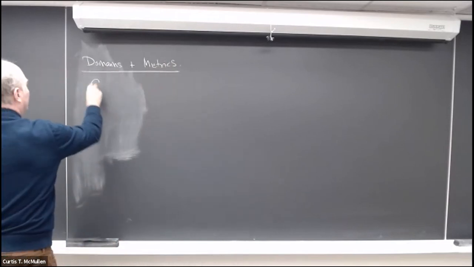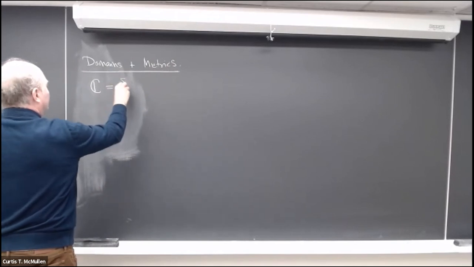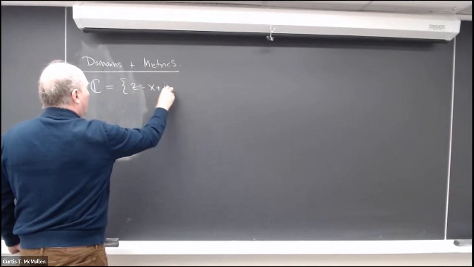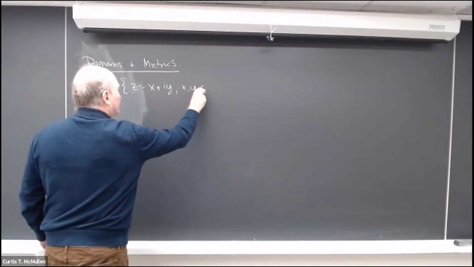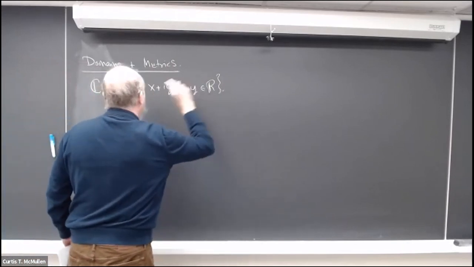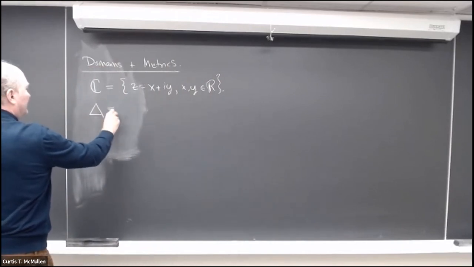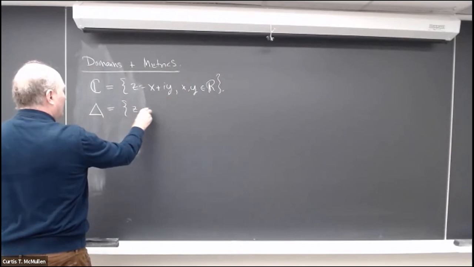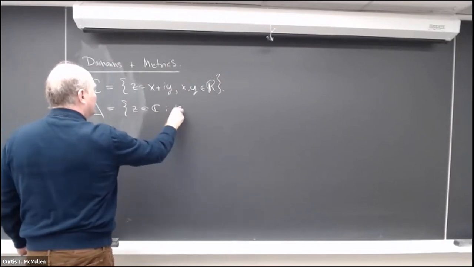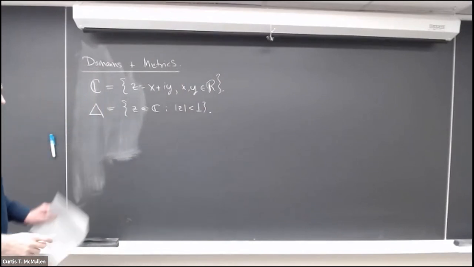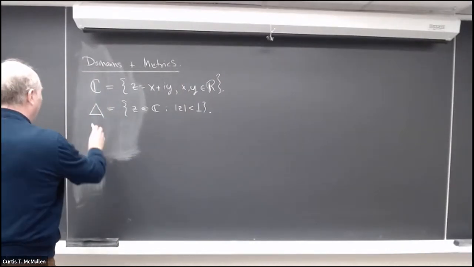So my notation is C is the complex numbers. So they're z equals x plus iy, where x and y are real numbers. So this is the usual complex plane. And then delta denotes the unit disk. So it's the set of complex numbers of absolute value strictly less than 1. And by the way, this is all in the course notes, so don't feel you need to write it down.